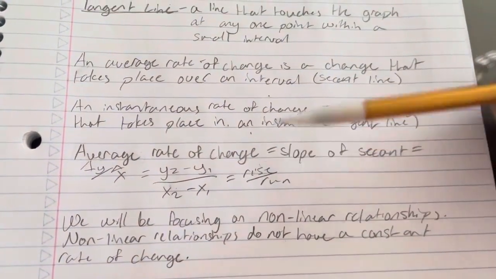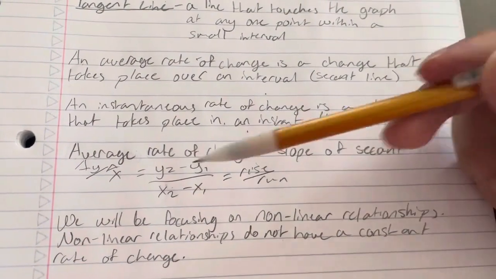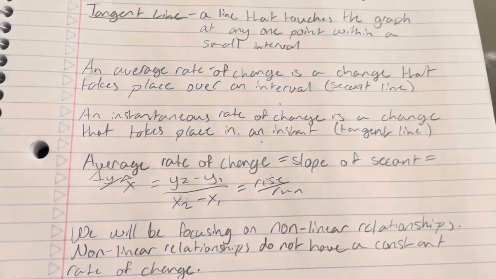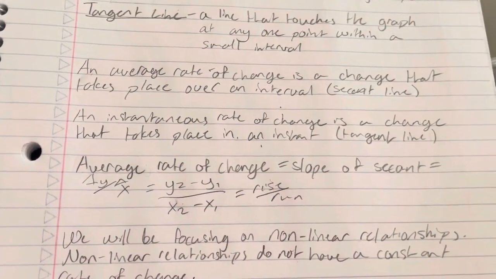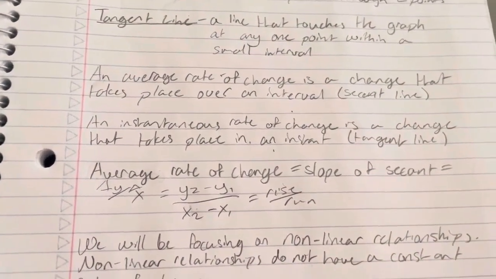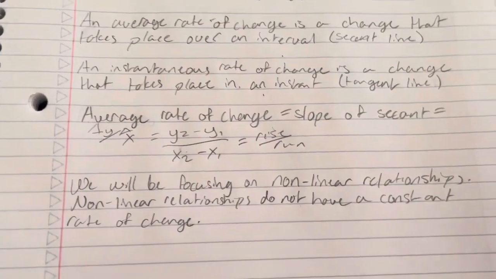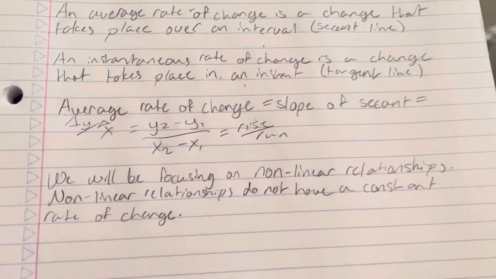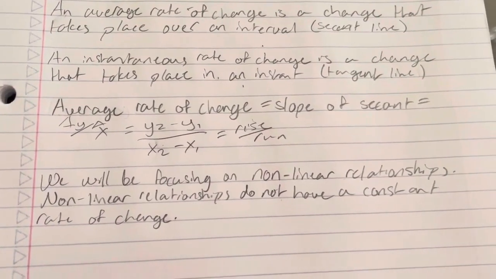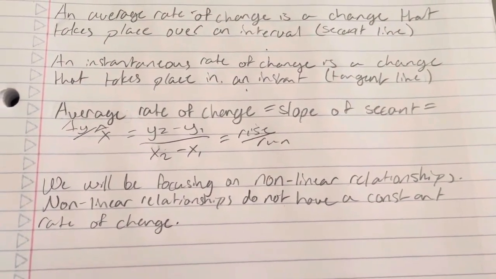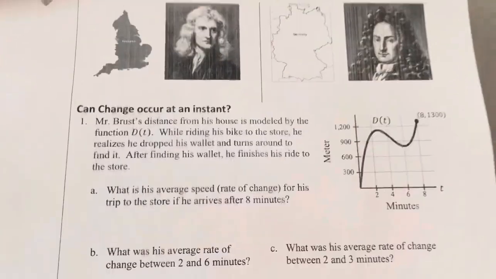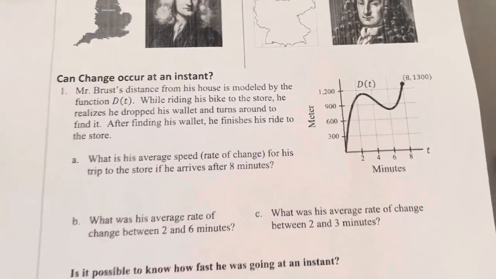The average rate of change is the slope of the secant, which is delta y over delta x, which is y2 minus y1 over x2 minus x1, which is rise over run. And then we're going to be focusing on nonlinear relationships, and nonlinear relationships do not have a constant rate of change. So now that we're done with terminology, we can start going through some practice problems.